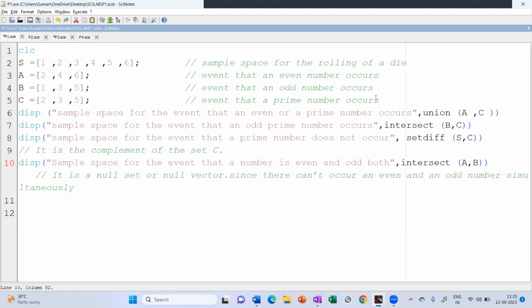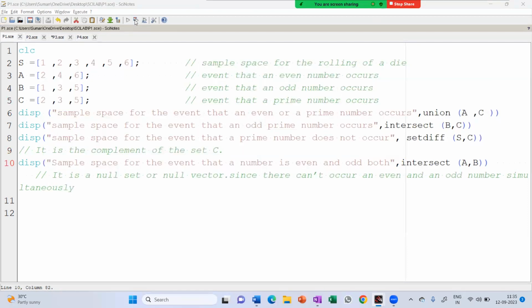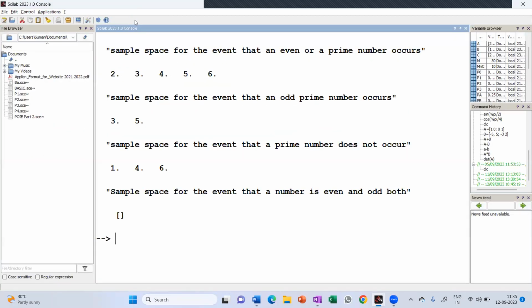So let us see the output of this. For the output, you have to press this play button. We always write down the code in Scinotes. All right. And the output we get on the console window. Where is the console window? Here. So you can see the output.